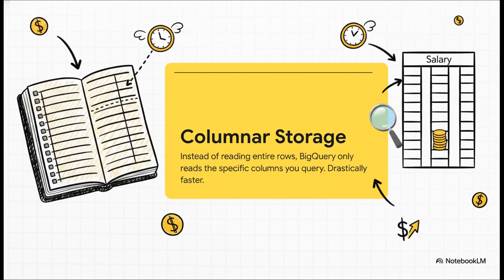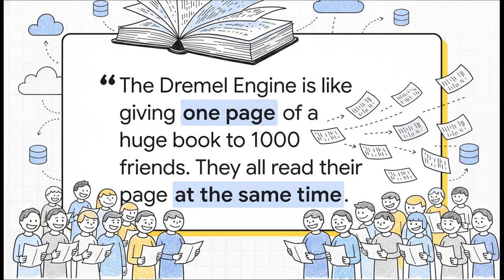It saves you a ton of money. And the next piece of magic is the Dremel engine. The analogy here is perfect. Imagine you had to read a 1,000-page book all by yourself. It would take forever, right? But what if you could rip out all the pages, give one page to each of your 1,000 friends, and have them all read their page at the exact same time? You'd be done in minutes. That is exactly what Dremel does with your query.